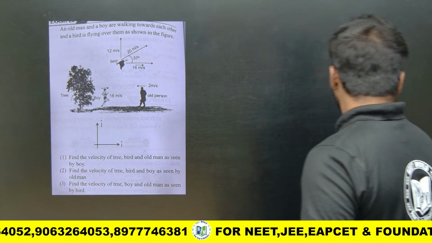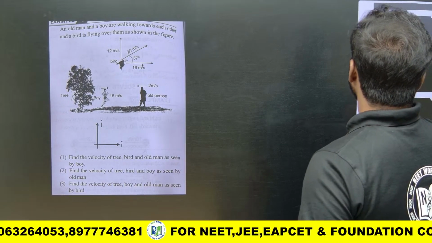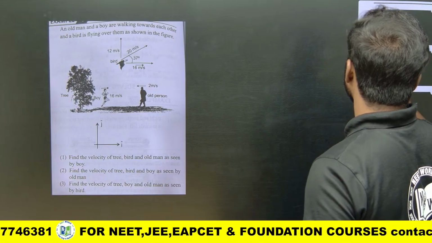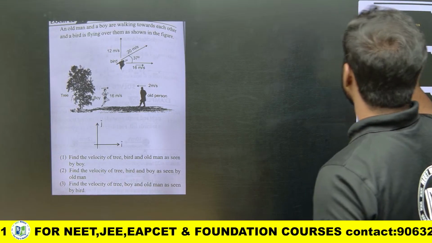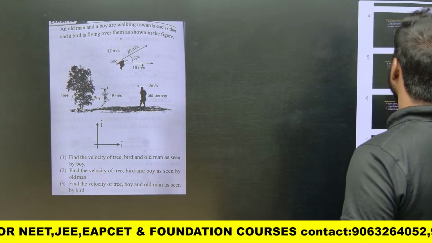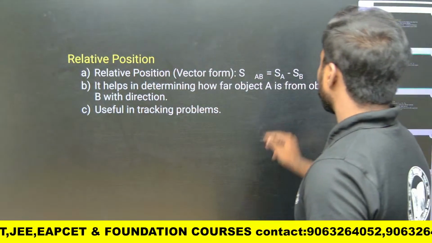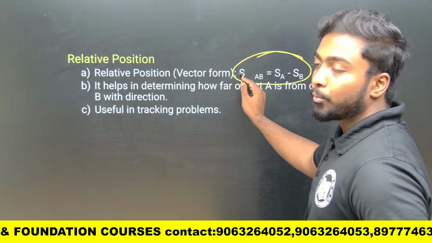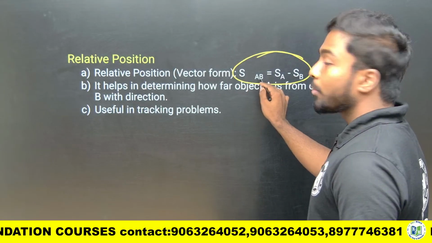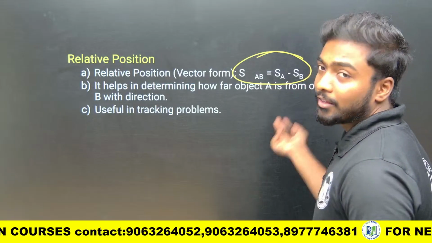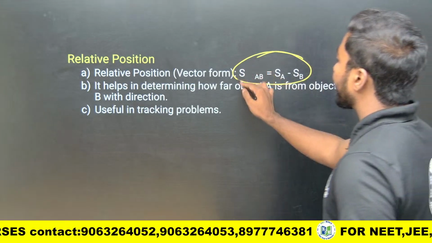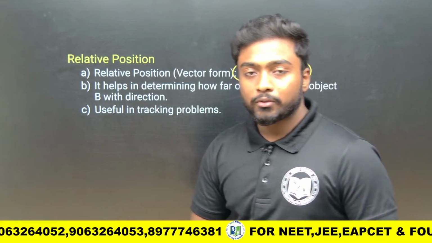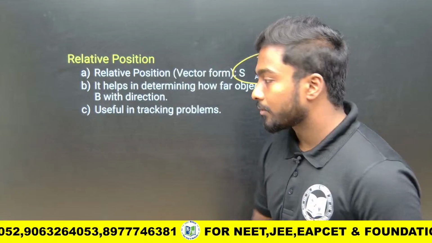Let us revise once what relative motion is and what formulas we need to use. Yesterday we stopped with this question. Usually we'll use the formula: if position is given, the position of A with respect to B is nothing but SA minus SB. This is the formula you need to keep in mind whenever you are doing relative position, velocity, acceleration, whatever they are asking.